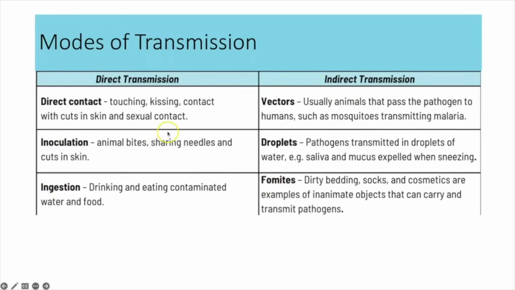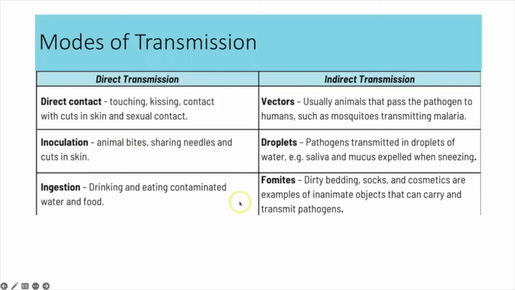But I'd also suggest to have an extra 6 flashcards, one that just says direct contact, and then on the other side, your example. So touching, kissing, contact with cuts, skin and sexual contact, inoculation, and then on the other side, animal bites, sharing needles, and cuts in the skin.